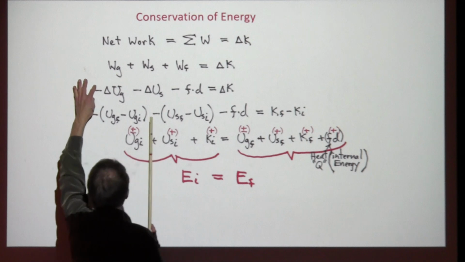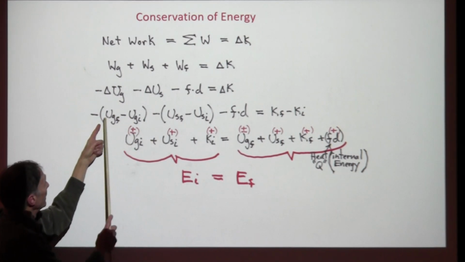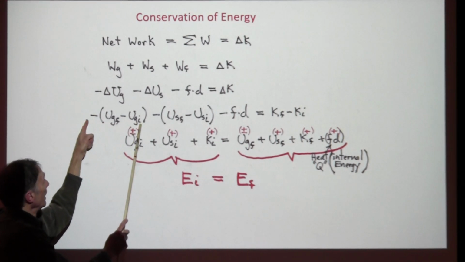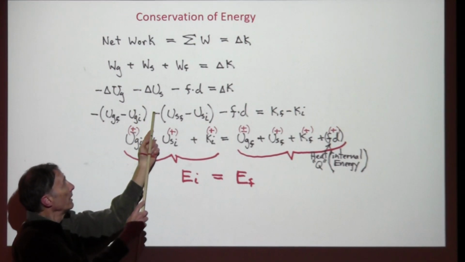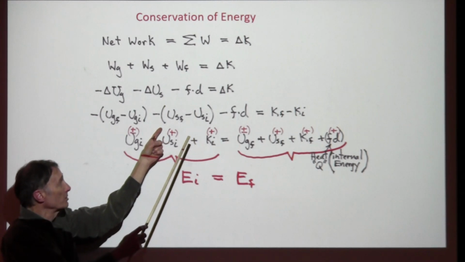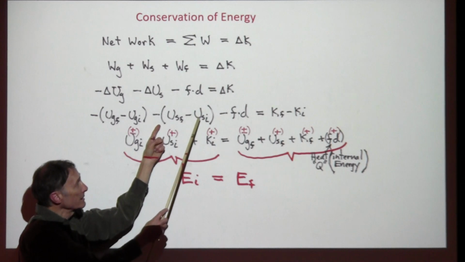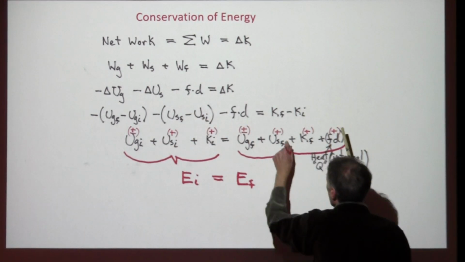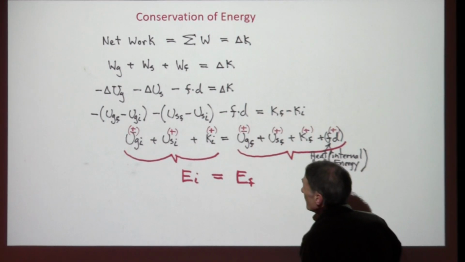So the change in gravitational potential energy would be U sub g final minus U sub g initial. And we have this minus sign. The spring is going to be a minus here, and then inside here the change in potential energy of the spring is U sub s final minus that initial. Again, this always holds, and kinetic energy would always be final minus initial.